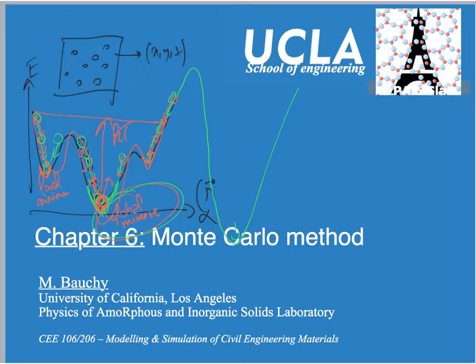So that's one thing that the Monte Carlo method can do. That's exactly what the Monte Carlo method is good at: to explore very efficiently all the possible configurations that are accessible to a given system at a given temperature. And this way, what you can do is to calculate the average values of the thermodynamical properties that characterize your system: the average temperature, the average pressure, the average energy, the average volume, etc.